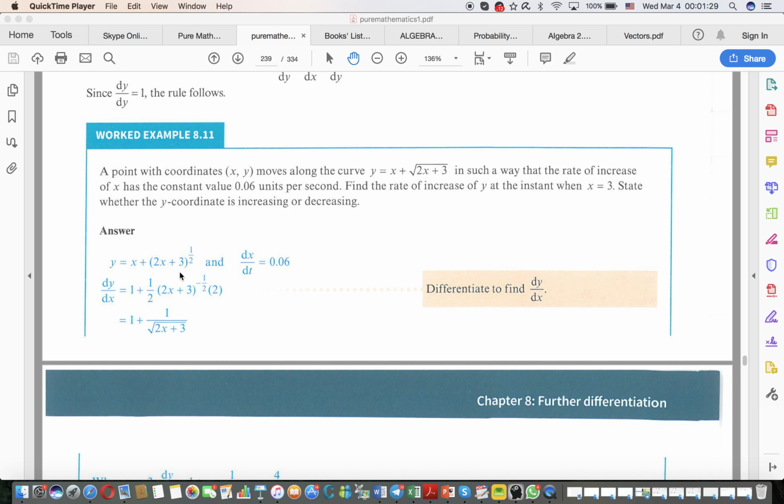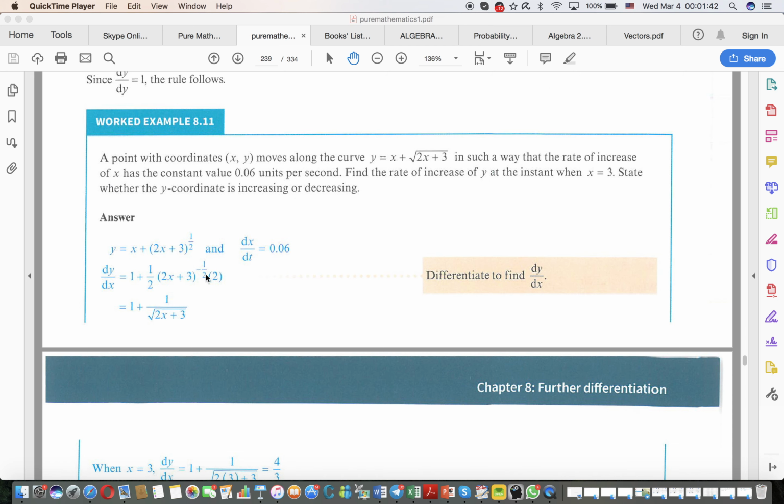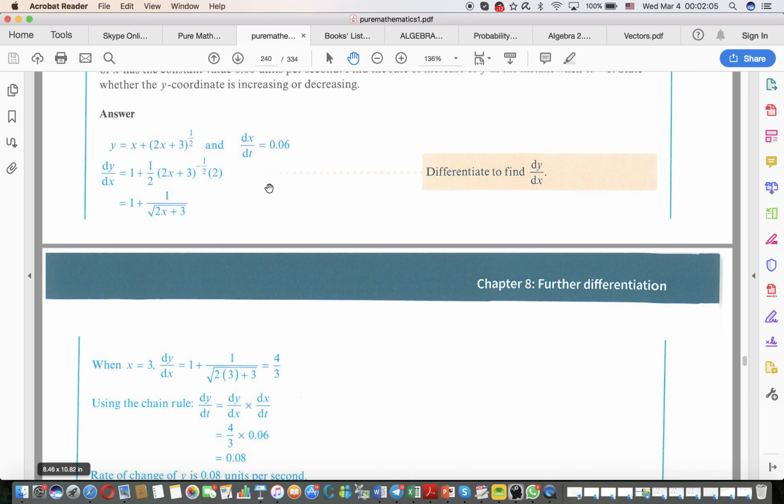So again, I just changed the form. y is equal to x plus 2x plus 3 to the power of 1 over 2, to make it easier to differentiate. So I differentiate dy with respect to x. It is 1 plus the power comes down, times the differentiation of the interior expression 2x plus 3, which is 2, written here. Then subtract 1 from the power, so it would be 2x plus 3 to the power of minus 1 over 2. But it should be multiplied by dx over dt.